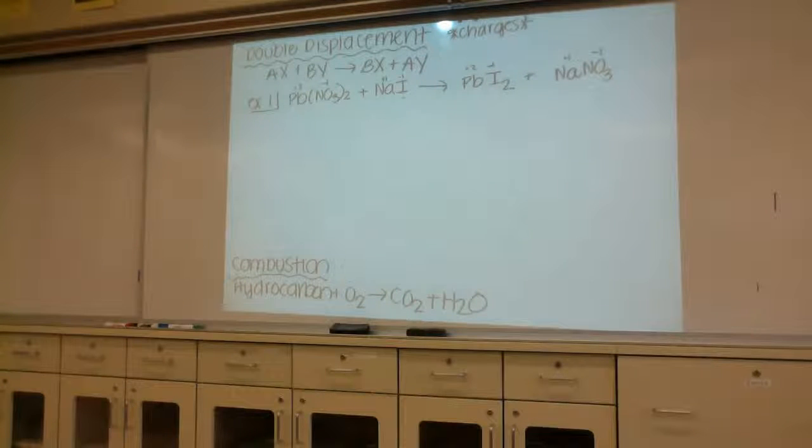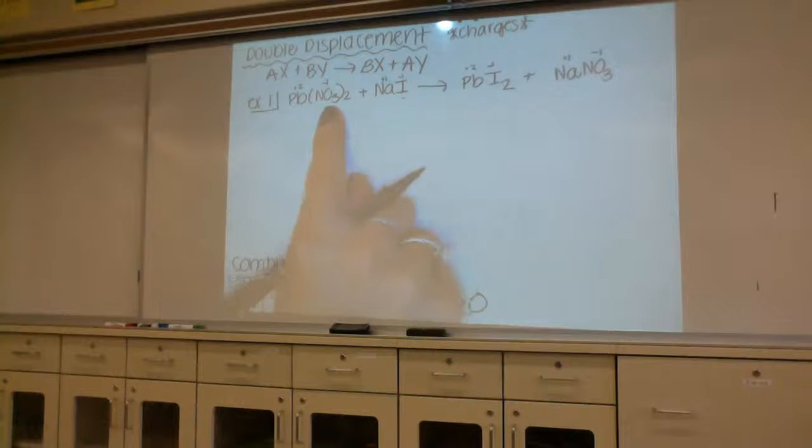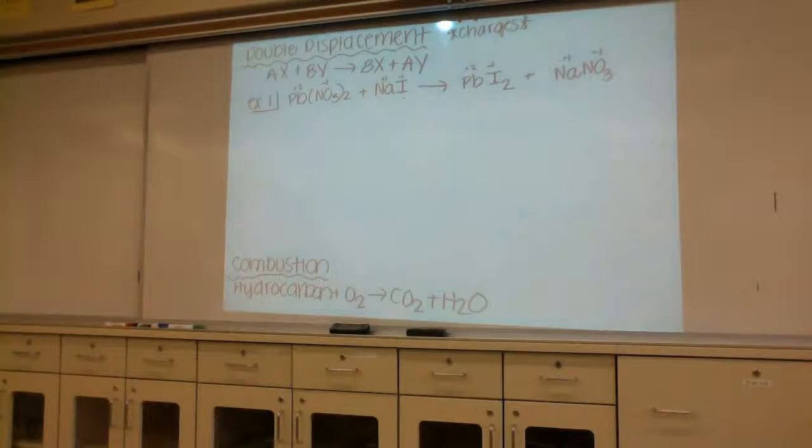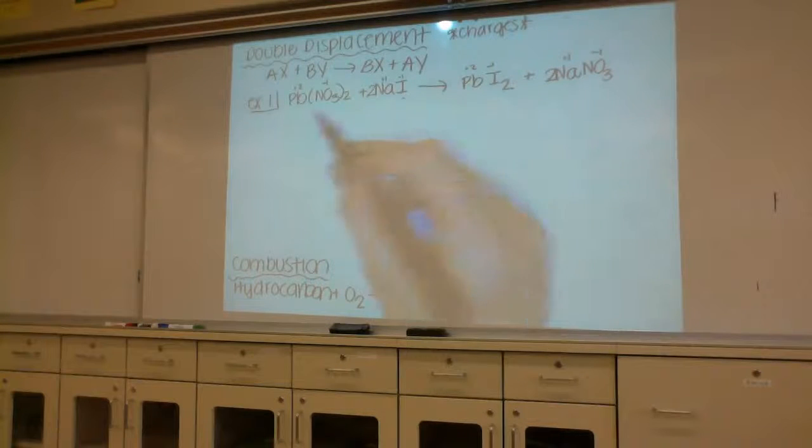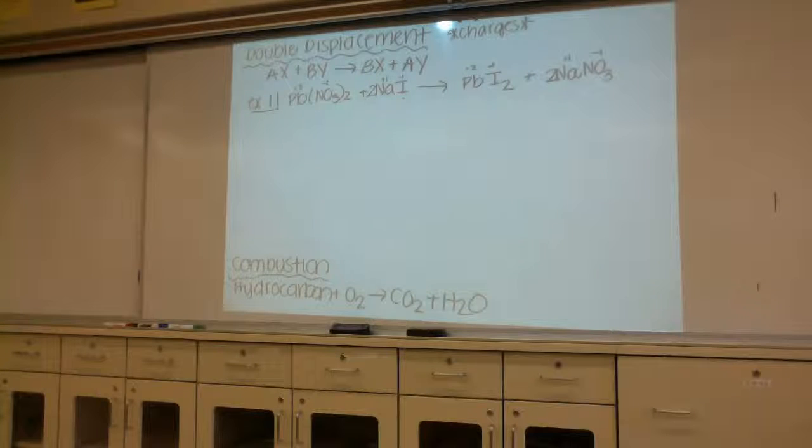Now my products are presented, but now I need to balance, okay? I have 2 NO3 here. This is my object of interest. It has the most amount of things here, and I only have 1 over here, so I'm going to put a 2 in front of this guy. And now that makes me have 2 sodium, and I need 2 sodium here. That gives me 2 I's, and I already have 2 I's there, and there's 1 lead, good to go. You should have 1, 2, 1, 2.